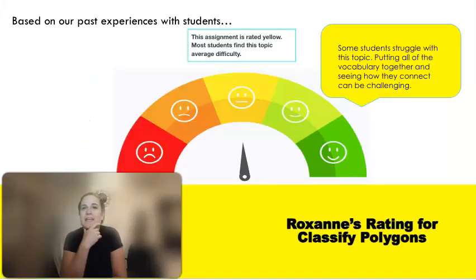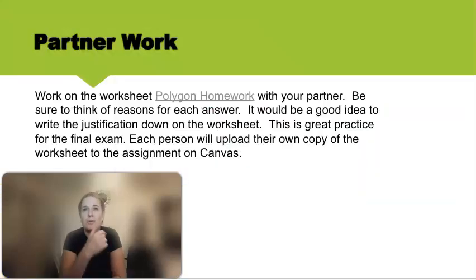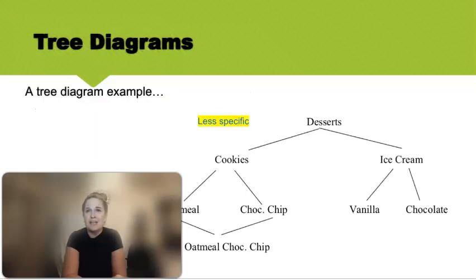So now the second day of polygons this week, we're going to classify polygons, and it is still rated yellow. We're going to put all this vocabulary together and make sure we understand how that works. So you're going to work with a partner on some polygon homework. That's using all those vocabulary words from our first lesson this week and applying it to a bunch of different problems. And then you are going to make a tree diagram.